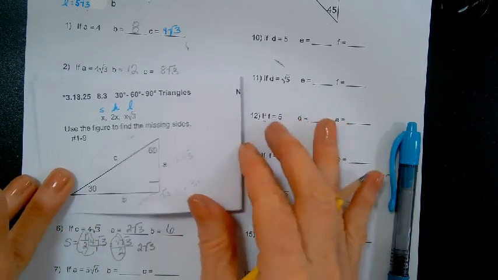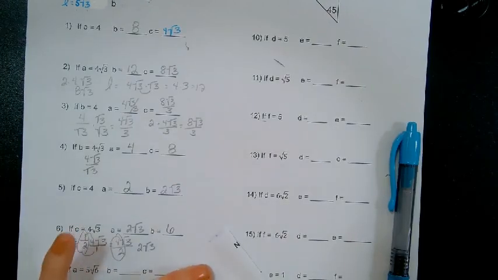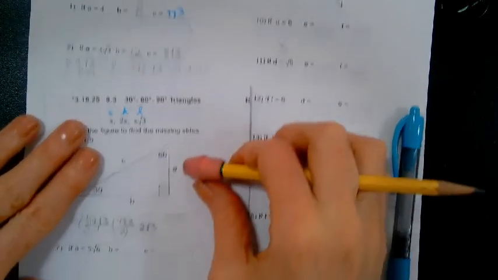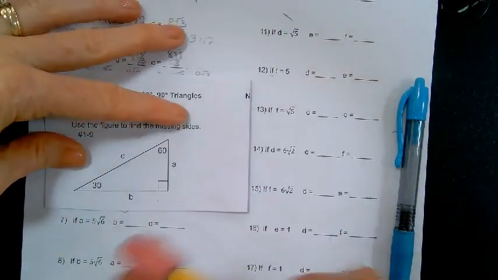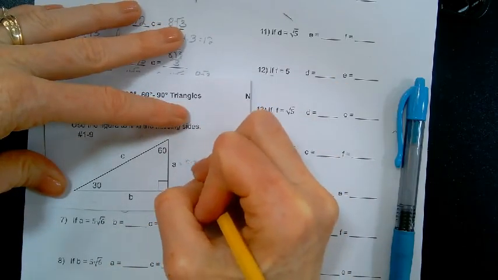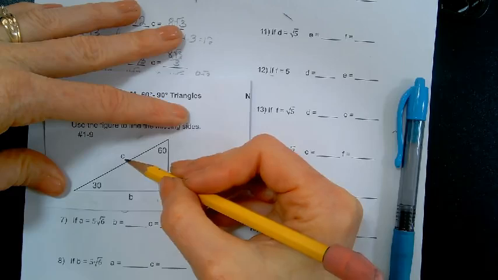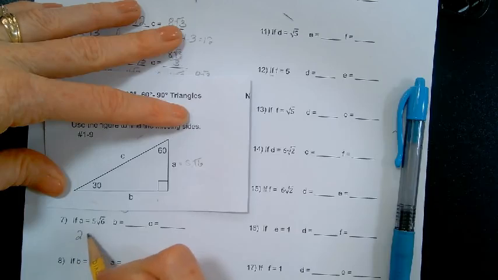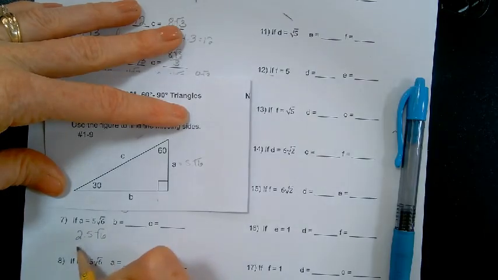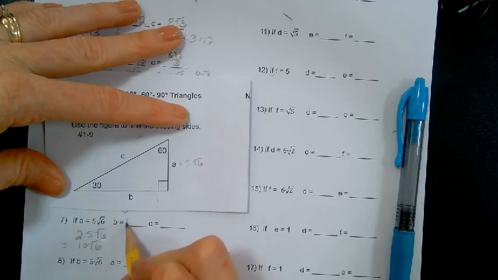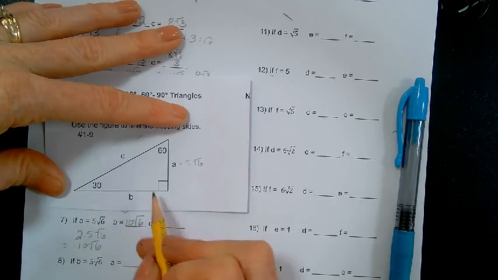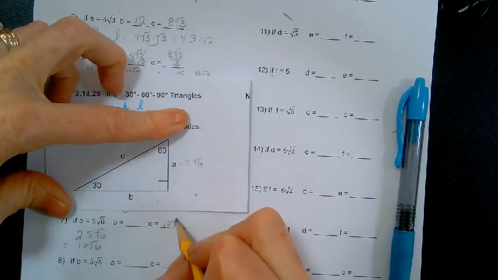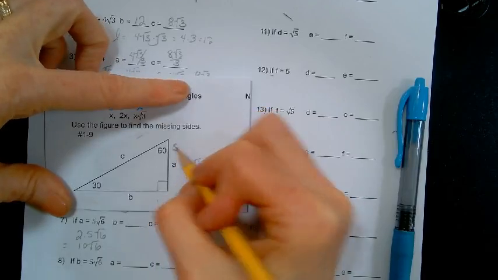Okay, number 7. If A, that's the short side again, so that's the nice one to have. It's nice to have the short side first. If this equals 5 rad 6, well then the hypotenuse, we're going to go for C, the hypotenuse equals twice that. So 2 times 5 rad 6 equals 10 rad 6. So we just doubled the outside number here. To get from the short leg to the hypotenuse, double it.